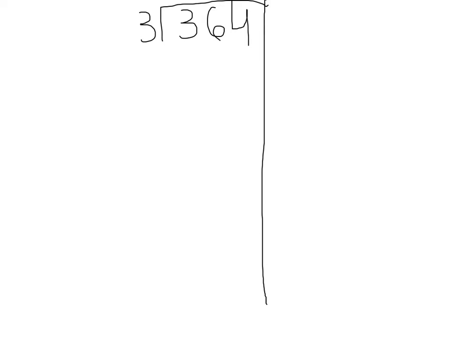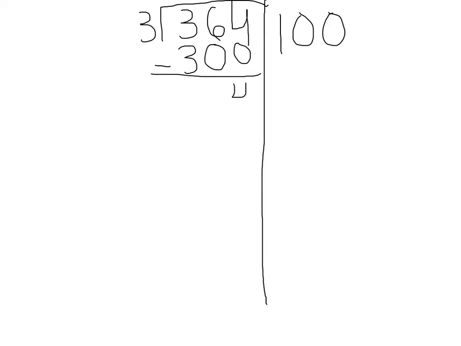So I know that if I multiply 3 by 100, I'm going to get 300. So I'm going to put that first quotient down over here. All right, then it's the same as long division where I'm going to multiply that by my divisor. So I'm going to subtract 300, and I'm going to get 64.